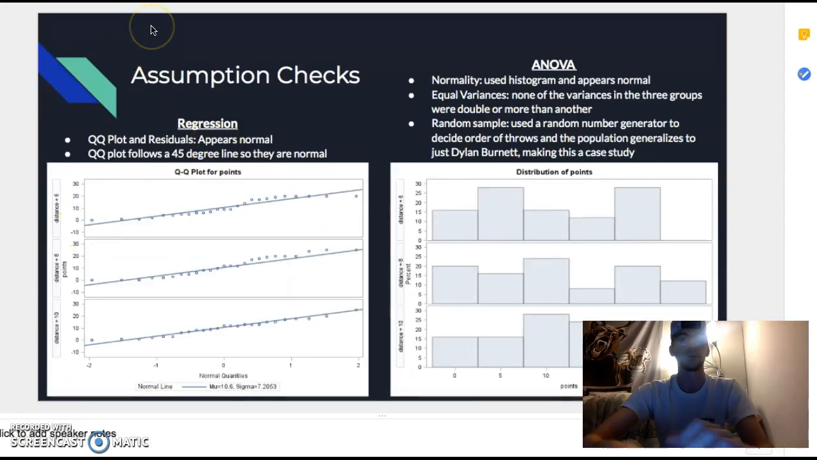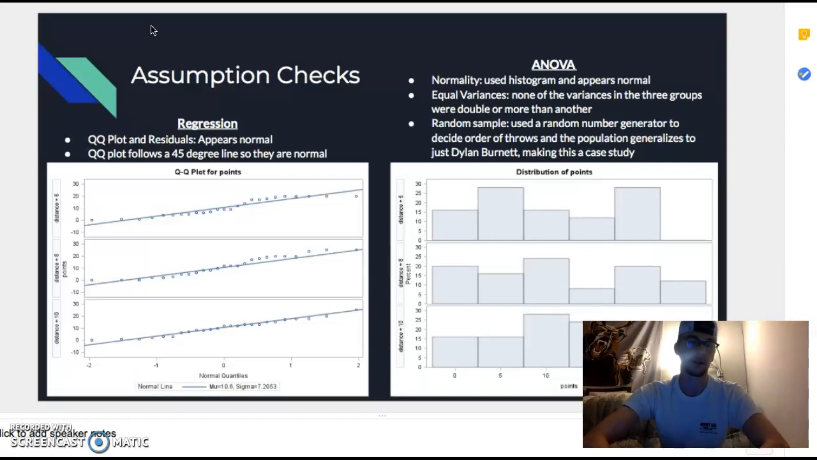Then lastly, we went to our assumption checks. This was for the regression and ANOVA. For the regression, we were dealing with the QQ plot, checking to see if it follows a 45-degree line for all of 6, 8, and 10 feet.